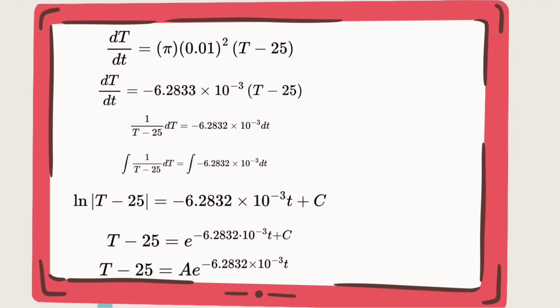Then after we integrate, we will get ln of T minus 25 equals negative 6.2832 times 10 to the power of negative 3 times t plus c. And we will exponentiate both sides, and the general solution becomes T equals 35 plus A e to the power of negative 6.2832 times 10 to the power of negative 3 times t.